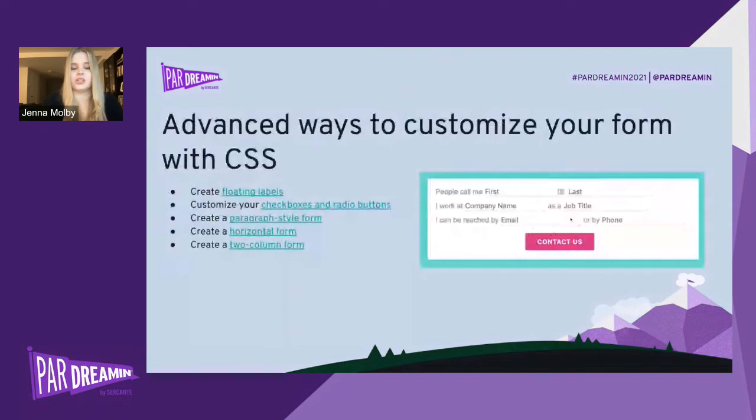You can customize your checkboxes and radio buttons, so changes the different colors of the radio buttons and checkboxes. You can create a paragraph style form, which you can see a screenshot of on the right-hand side here. You can create a horizontal form, so all the form fields are in the same line. Most people use that for like a subscribe now type of opt-in, and you can create a 2-column form.